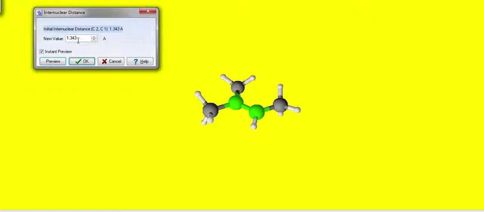it is 134 nanometers. It means that the double bond is much shorter than the single bond, and that will always be the case. We will also see that a triple bond is always shorter than a double bond.